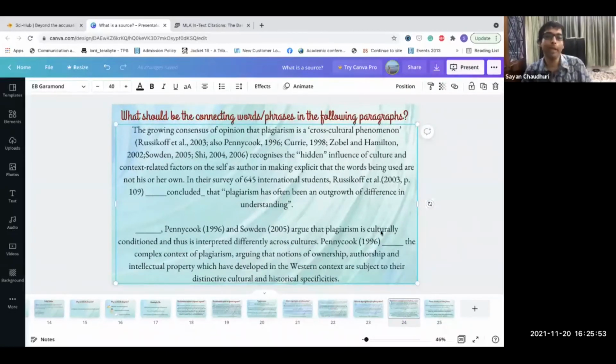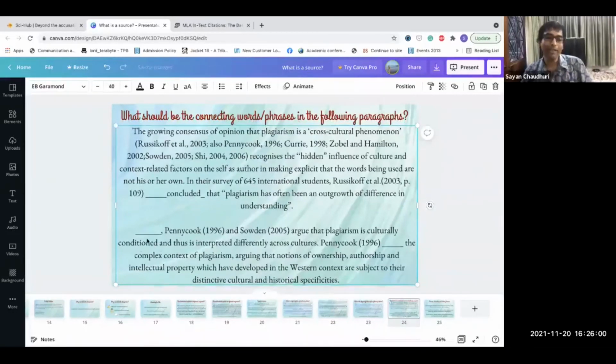Pennycook and Soden argues that plagiarism is culturally conditioned and thus is interpreted differently across cultures. Now, what do you think is the transition or the connecting word here? The first paragraph has given the broad idea that it's about difference in cultural understanding. The next paragraph sentence actually starts with a similar idea. So what would be said here? Vanshika said as. What else? Similarly is better, right? So actually the original is in a similar vein, or similarly can also work, right? Similarly, Pennycook and Soden argue that plagiarism is culturally conditioned and thus is interpreted differently across cultures.